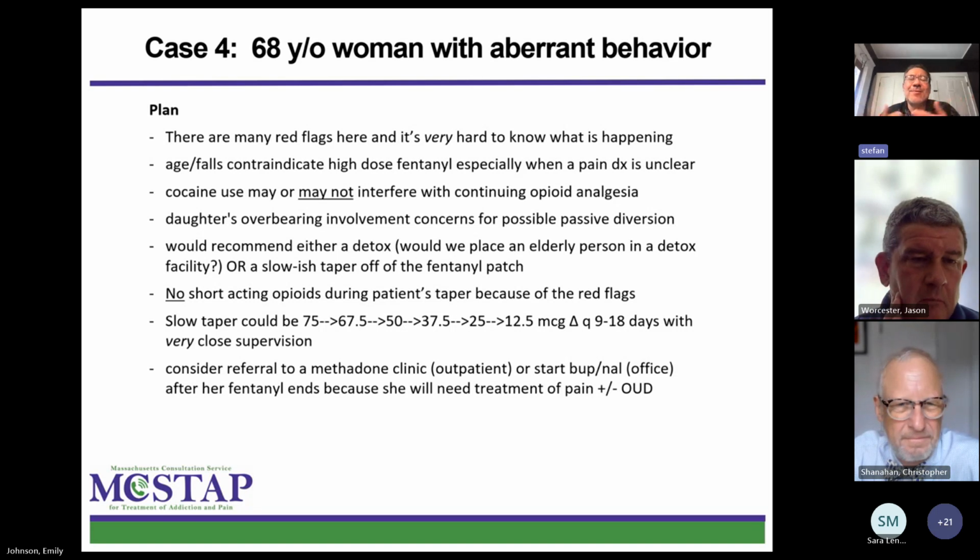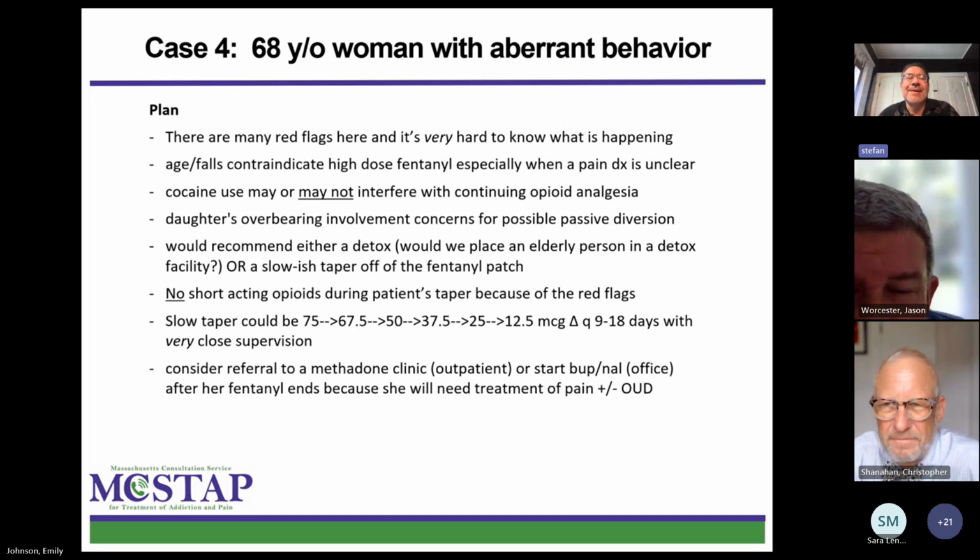This is our last case because we're serving up this platter of delicious, qualitatively complex possibility. And as a short case, our points here would be that there are many red flags, and we don't know. It's very hard. First line, it's very hard to know what is happening. Because of her age and falls, high dose fentanyl would generally be contraindicated, unless you're absolutely certain about the pain diagnosis etiology that this is the only or best option for her.